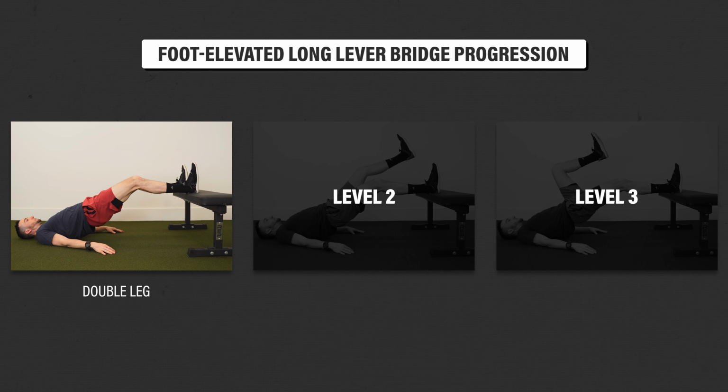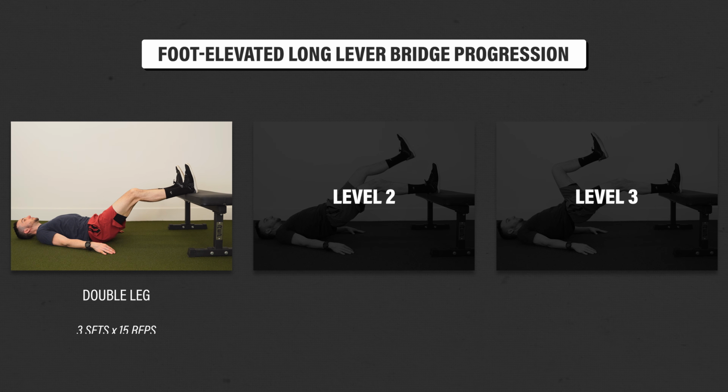Level 1, double leg. Place both feet on a bench or elevated surface with knees bent about 10 to 20 degrees. Bridge up until your hips are straight and then slowly lower back down. Aim for 3 sets of 15 reps.